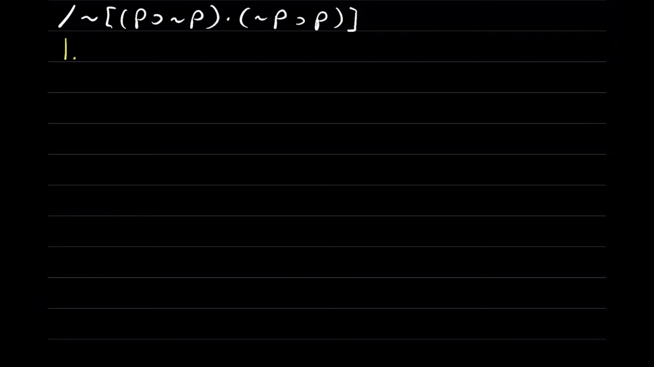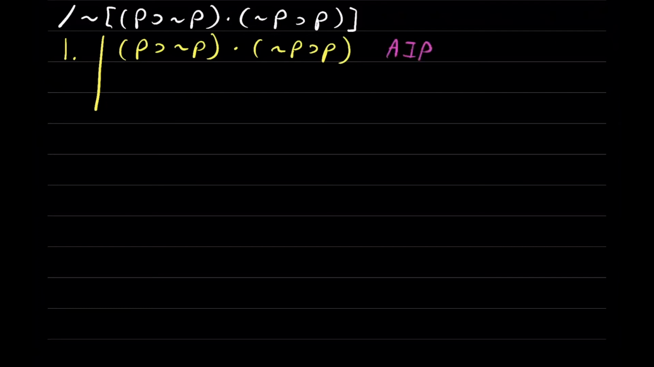So on line 1, I'm going to assume the opposite of what we have here. And here we have the negation of something inside a bracket. So I'm just going to drop that negation, drop those brackets, and I'm going to assume P implies not P, and not P implies P. Okay, that's going to be AIP, assumption for indirect proof.